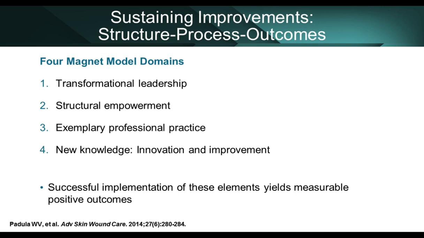So in these following slides, we're going to talk a little bit about the 4 Magnet model domains. I come from a Magnet organization, and I strongly believe in the Magnet model because it provides that structure and process component to help drive the outcomes. So we're going to talk about transformational leadership, structural empowerment, exemplary professional practice, and new knowledge, innovation, and improvement. If there is successful implementation of these elements, it will yield measurable positive outcomes.